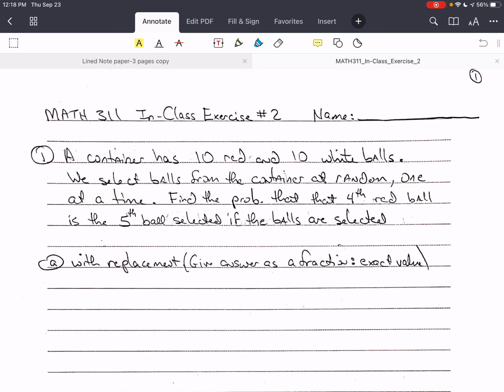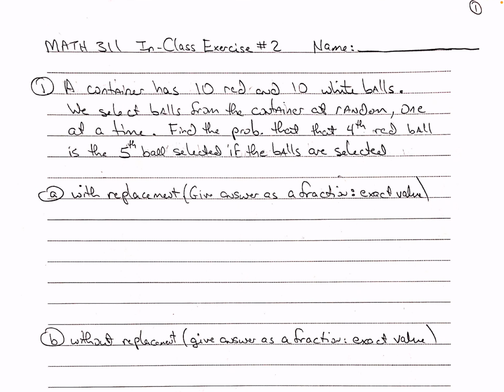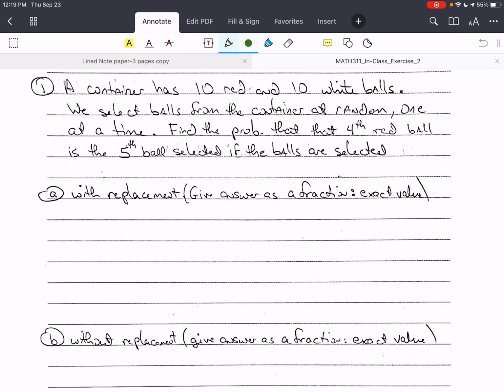So we have the problem where we have 10 red and 10 white balls in a container. And we select balls from the container at random, one at a time. We want to find the probability that the fourth red ball is the fifth ball selected. And we're going to do this first with replacement.